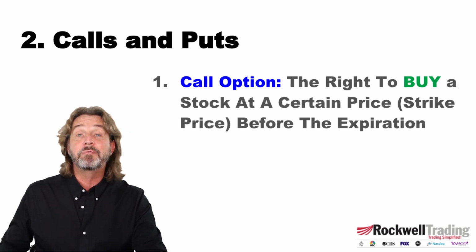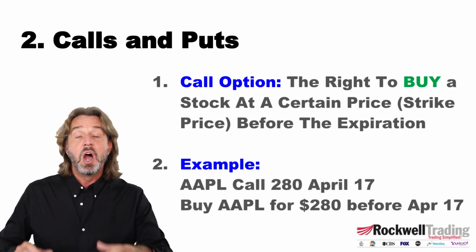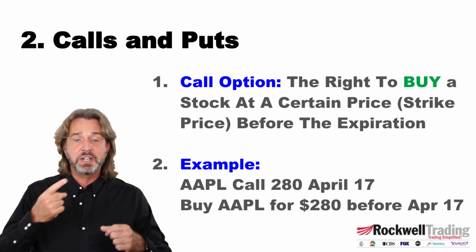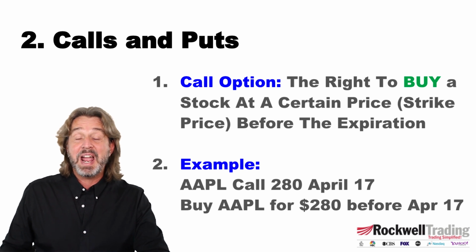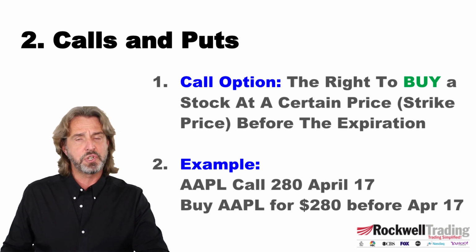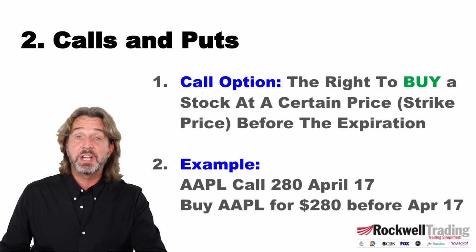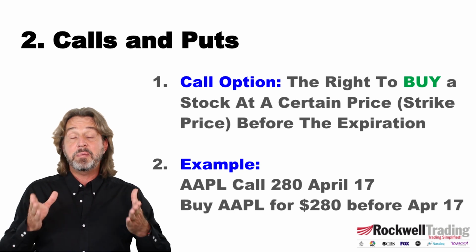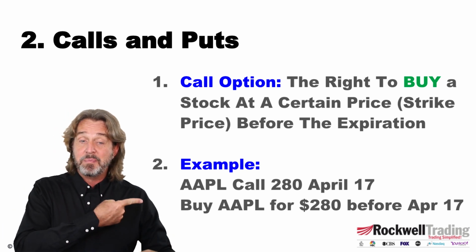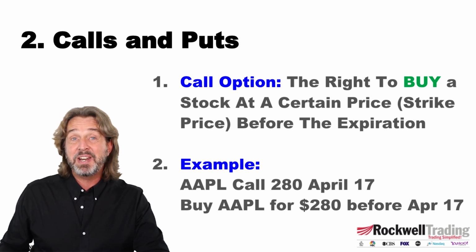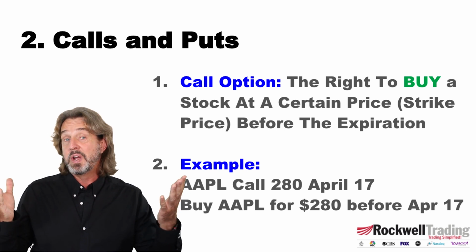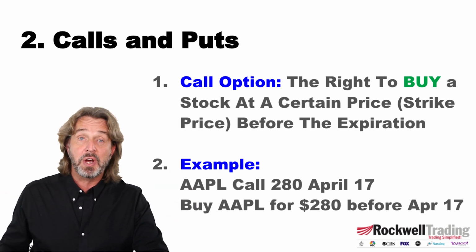So let me give you a very specific example. Often you see a call notated something like this, okay? So this here is an AAPL call 280 April 17. So let's decipher this, and what does this mean? It means that you can buy Apple, the stock Apple, for $280 before April 17. Now, you have the right to do this, but not the obligation.